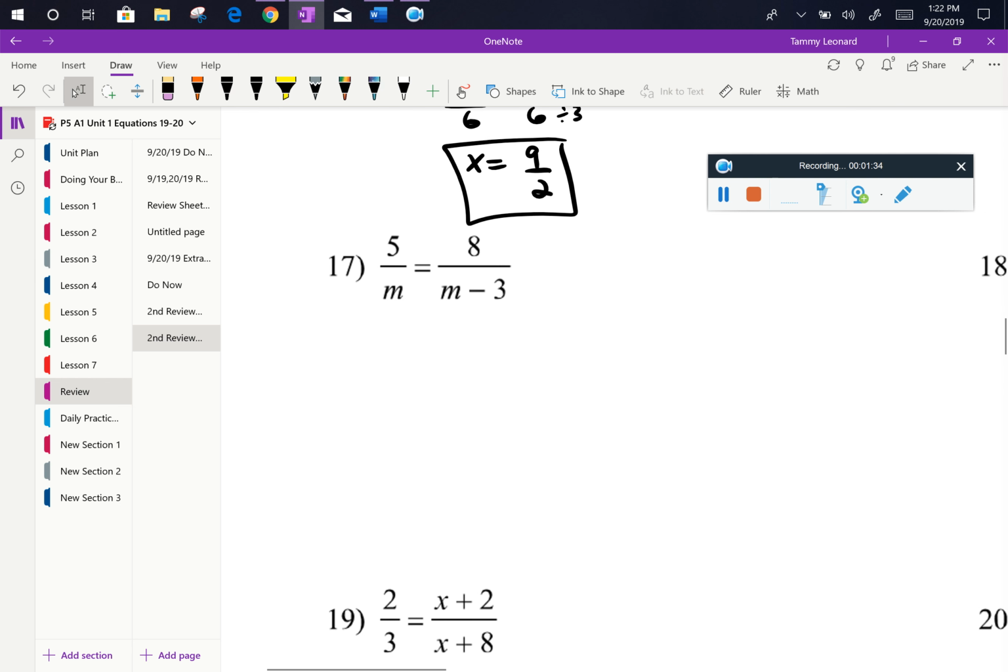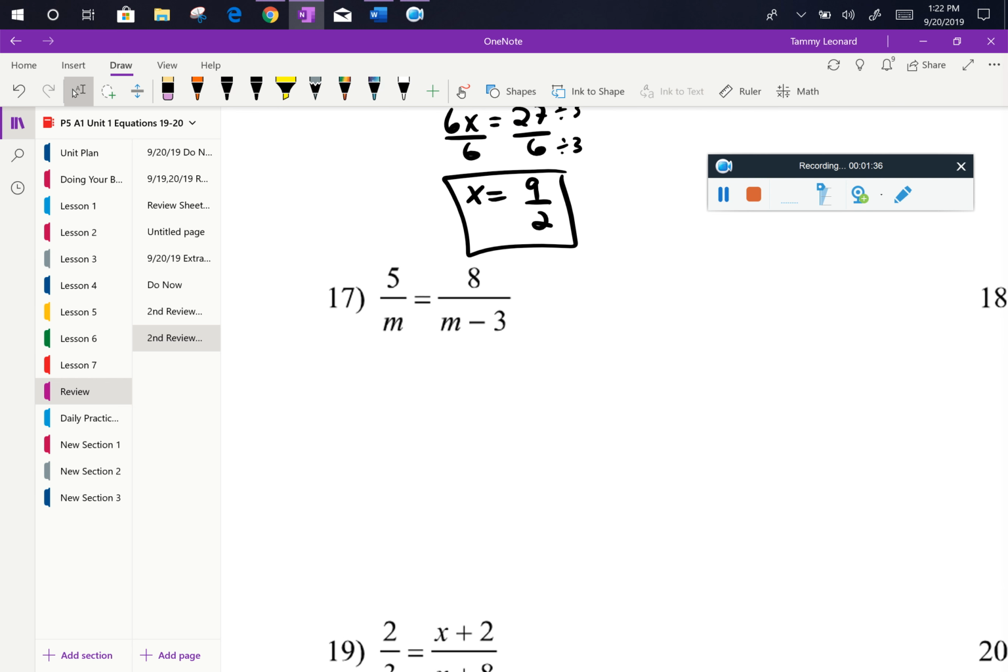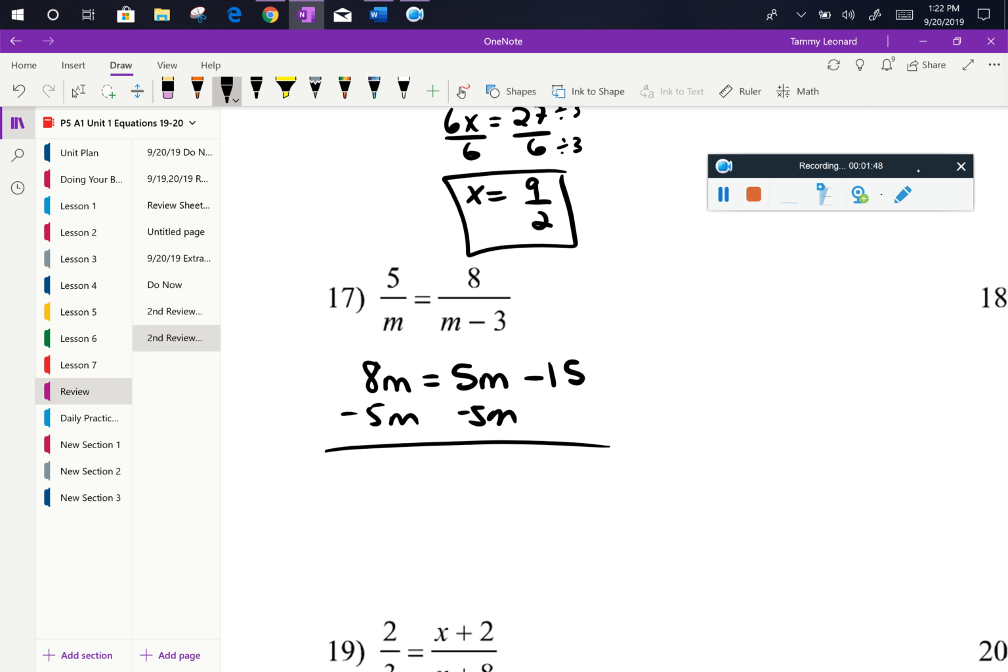Taking a look at number 17, when we cross multiply, we see that 8m equals 5m minus 15. Subtracting 5m from each side to collect all the variables on one side, we have 3m equals negative 15. Divide both sides by 3, and m equals negative 5.